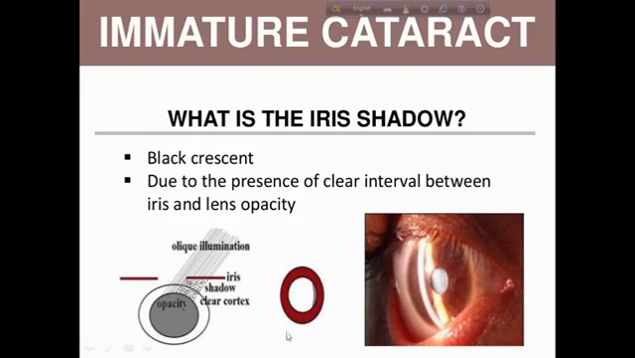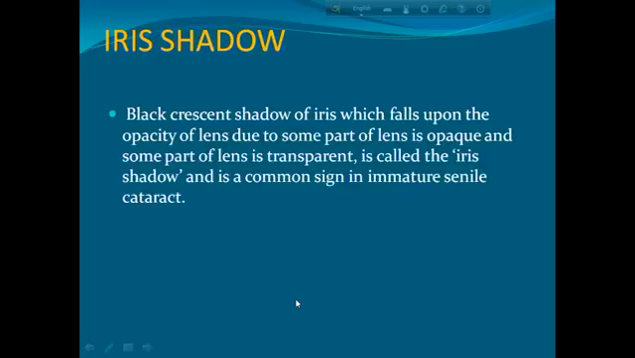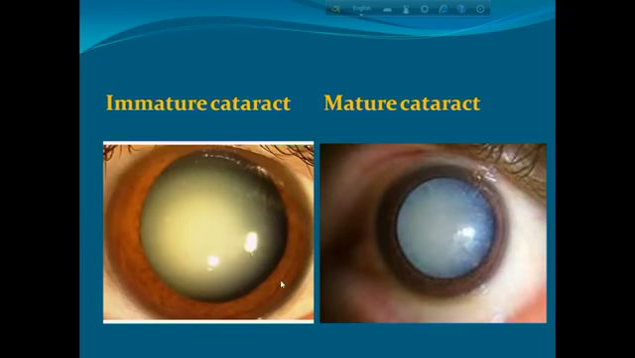This is the black shadow. This is the iris shadow. I think you clearly understand. And again, I show to you. This is the crescentic shadow. This is the iris shadow. Here there is the absence of iris shadow. So a very important finding: in immature cataract, iris shadow is present, and in case of mature cataract, iris shadow is absent.